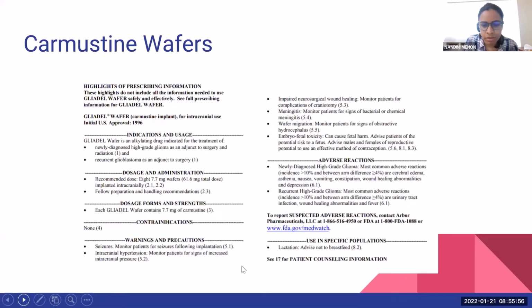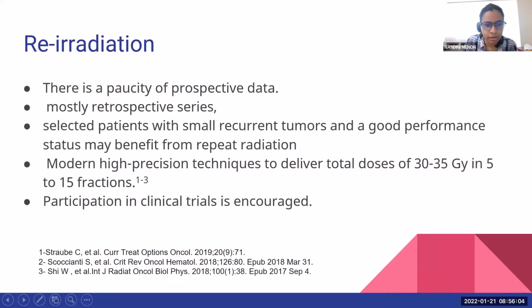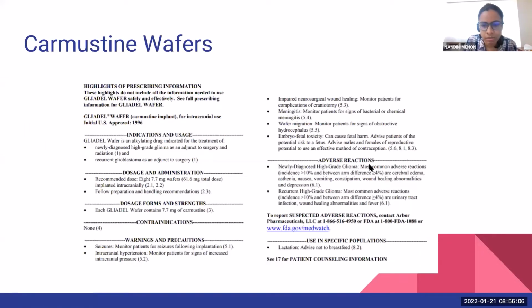There is some data which shows some benefit with carmustine wafers at the time of resurgery. This was a study which was done, but the benefit was in weeks. It was not a long-term benefit. So there is some evidence that carmustine wafers can be implanted into the surgical cavity at the time of resurgery, and this has also received FDA approval. It's followed in some centers, but it's not a routine standard of care at recurrence.